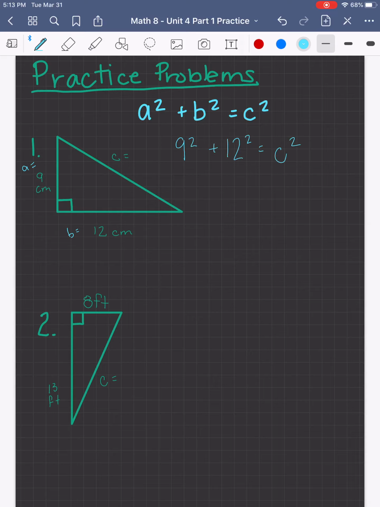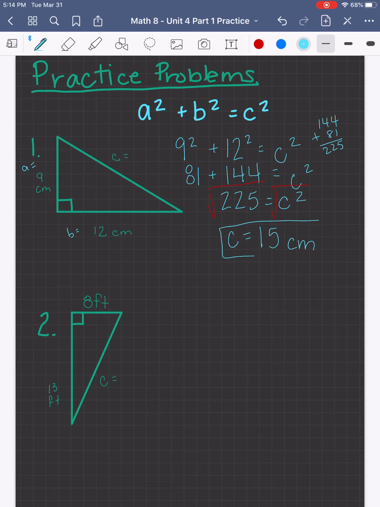So either using your chart, your brain, or your calculator, 9 squared is 81. 12 squared is 144. Okay. And when we add those two together, we get 225, which is the value of C squared. Now, don't forget, we're trying to find the value of C. So we don't want to forget to take the square root of both sides. And the square root of 225 is 15. Don't forget that label. So the value of our hypotenuse is 15 centimeters.